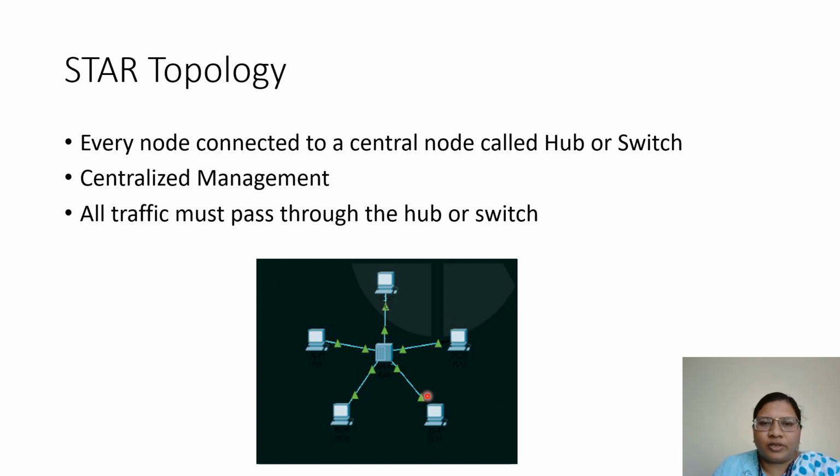So till now, bus topology is a single cable, ring topology is a closed loop, and star topology is centralized management, connected to a central node called a hub or switch, and the traffic must pass through the hub or switch.